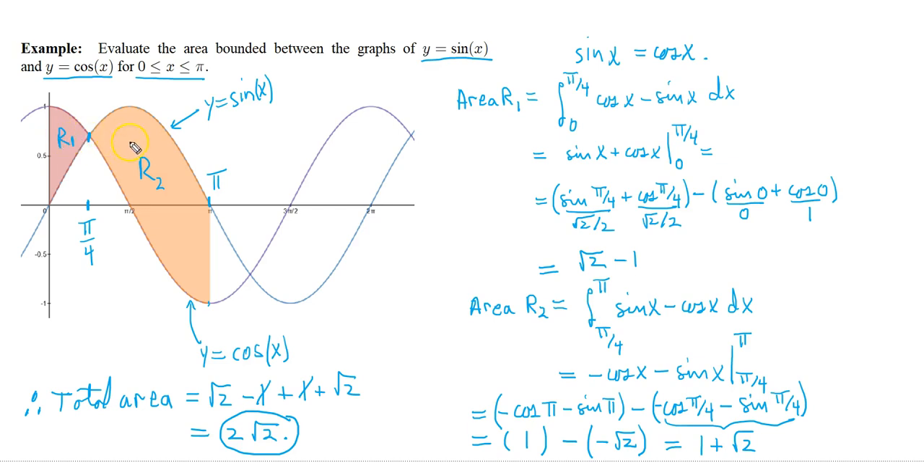So the important thing to notice for this example is how we had to break the integral from 0 to pi into two separate integrals, because the upper and lower curves switched places at pi over 4, which is in between 0 and pi.